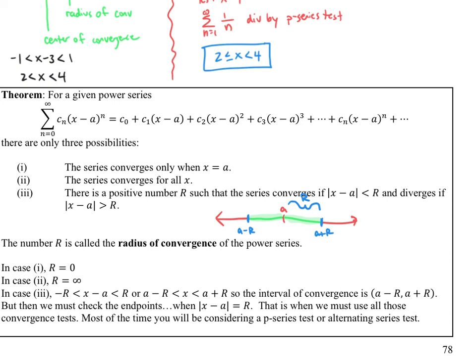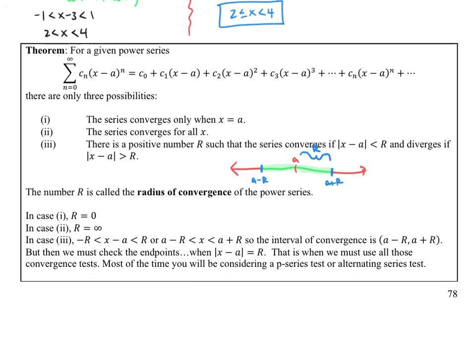Now again, the endpoints may or may not converge, and that's what we would test ultimately after we have performed the ratio test. But this is just a quick visual of what the 3 different possibilities are showing. And the third possibility is this restriction of this limited interval of convergence beyond just the center or any value of x.